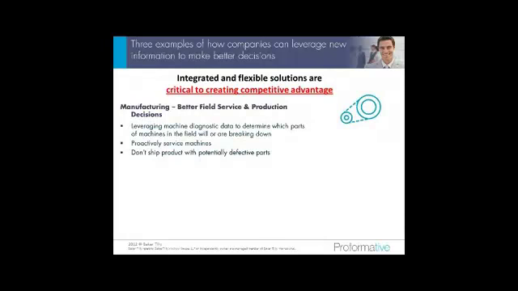So we've got 3 examples of companies that are actually using some of the new types of information that I mentioned today. We'll go through those now. Manufacturing company, what they were after was better field service and production decisions, right? So they make products, they put products in the field. Those products have parts. Those parts break down. They have a huge staff, huge cost around servicing those parts.